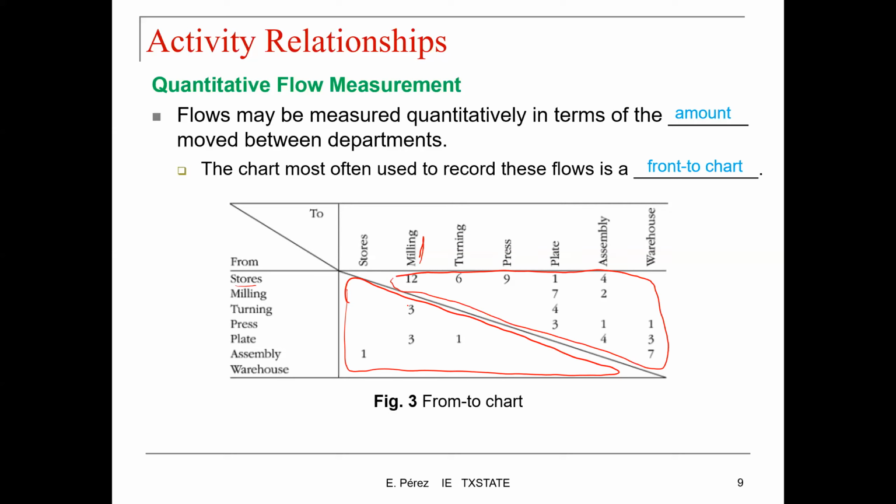So this 3 means that from turning, there are 3 units that are moved to milling. And this 7 right here means that from assembly, there are 7 units that are moved to warehouse. Very simple. Assembly to stores, it's just 1 unit. Plate to milling is just 3 units. Stores to press, just 9 units, and so on.